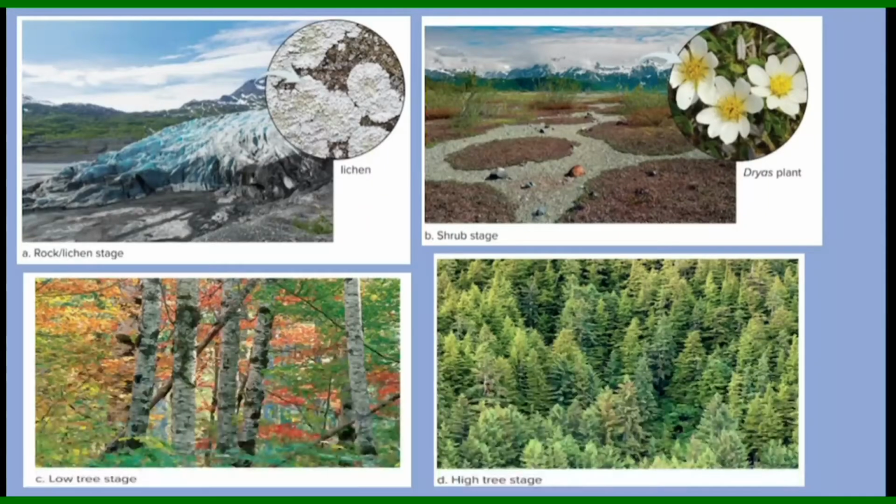So in the first stage, lichen will grow on top of the bare rock that is left behind by, like I said earlier, retreating glaciers. And then the second stage will happen, which is the shrub stage. Shrubs will start to grow on the soil, and then the third stage will come right after that, which is the low tree stage, where small trees will start to grow. And then there will be the last stage in primary succession, which is the high tree stage, where high trees will start to grow in that soil, and then it will turn into a forest.